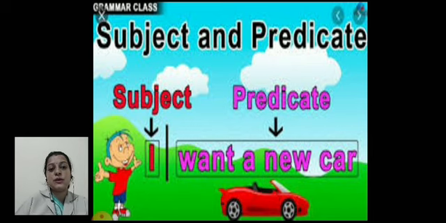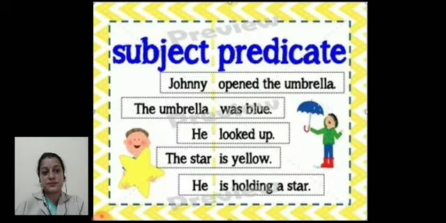So here we have one example. I want a new car. Here you can see that I is the subject and want a new car is the predicate. Why is I the subject? Because I is the person we are talking about. And the predicate is the part of the sentence which tells what the subject does or what the subject wants, right? So here we can see that I is the subject and want a new car is the predicate.